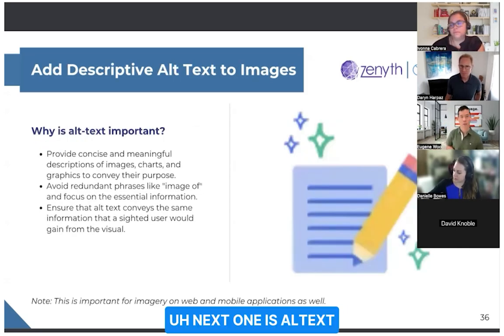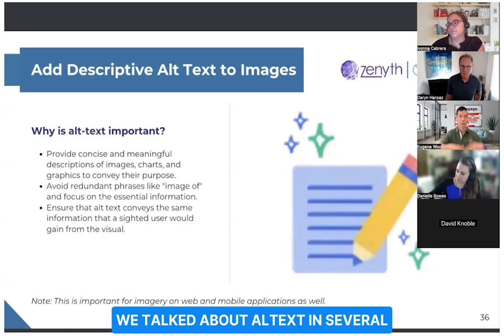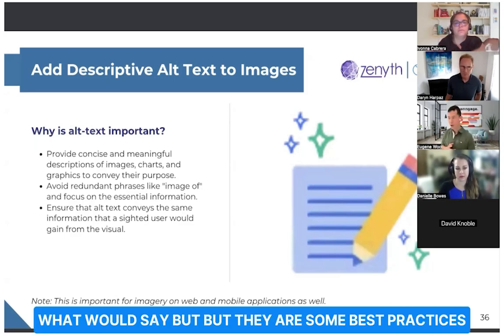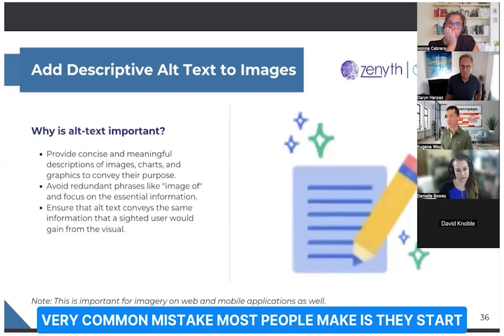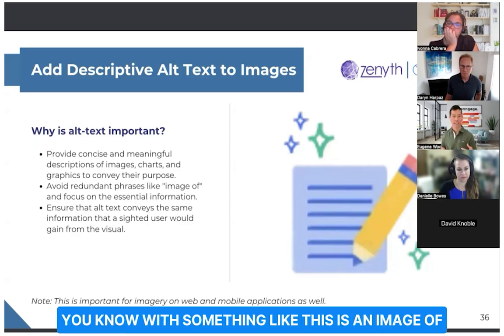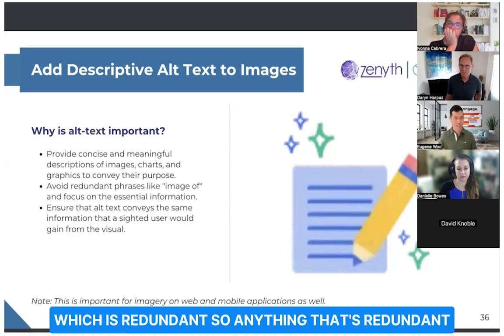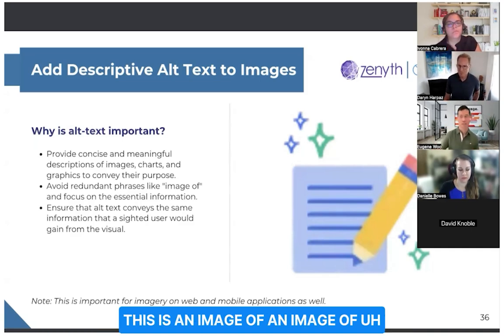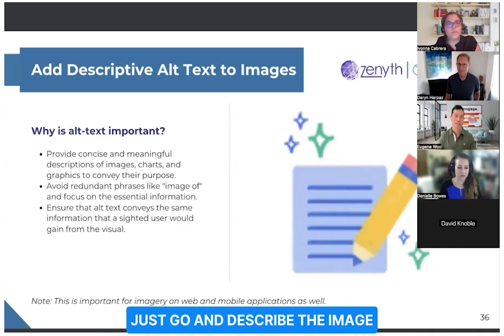Next one is alt text. So this is a very interesting topic. We've talked about alt text in several sessions, so I'm not going to repeat what we've said, but there are some best practices. I think the one very common mistake most people make is they start the alt text with something like, "This is an image of," which is redundant. Anything that's redundant, you don't have to start the alt text with, "This is an image of" or "an image of." Just go and describe the image.